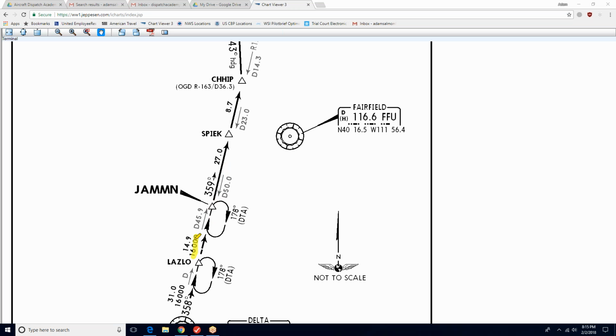But if you receive no instruction, you would not descend below 16,000 feet. So that's ultimately what it means: you would just keep flying this, but you would stay at 16,000 feet until ATC actually tells you to start going lower.